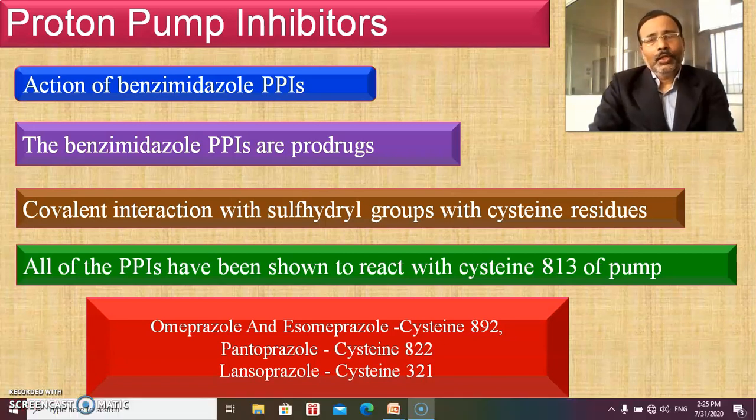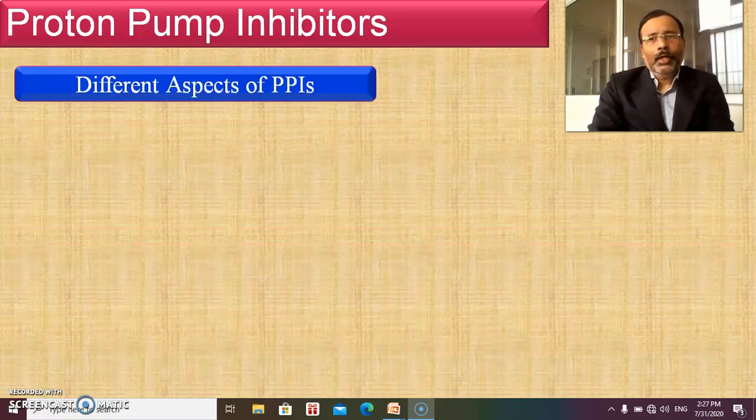Now let's concentrate on the location of these cysteine residues. Cysteine 321, 813, and 822 are in the proton transport domain of the hydrogen potassium ATPase system, whereas cysteine 892 is on the external luminal surface and does not affect pump transport ability. The bioaccumulation and activation of the proton pump inhibitor within the acidic environment of the parietal cell also ensure the specific pharmacological action.